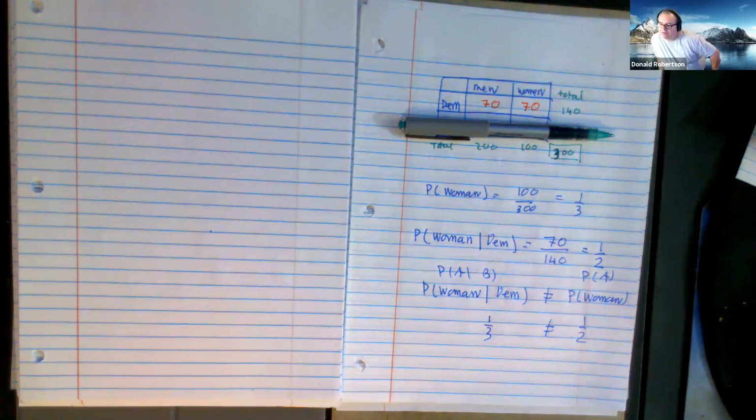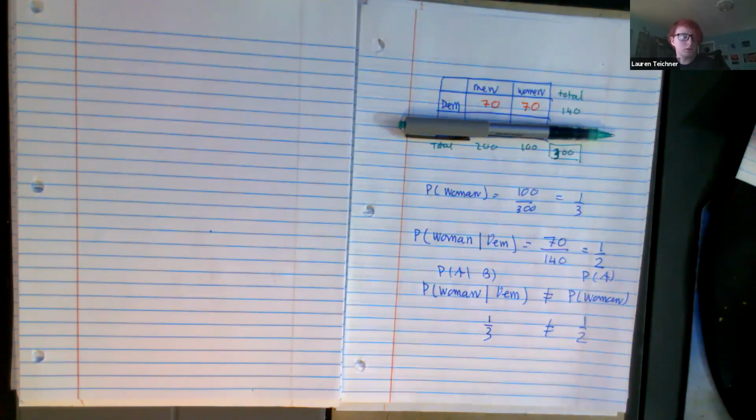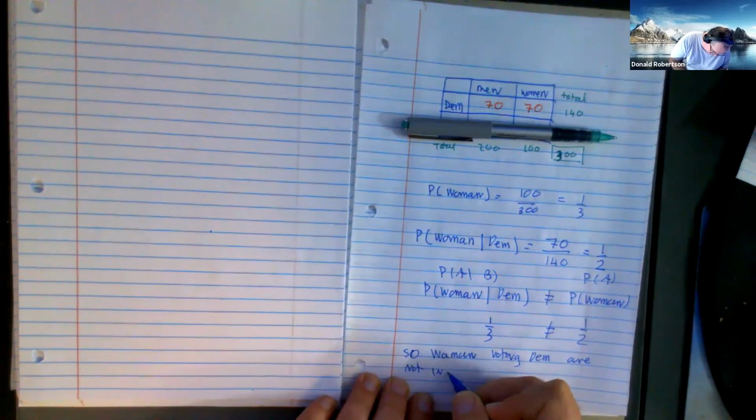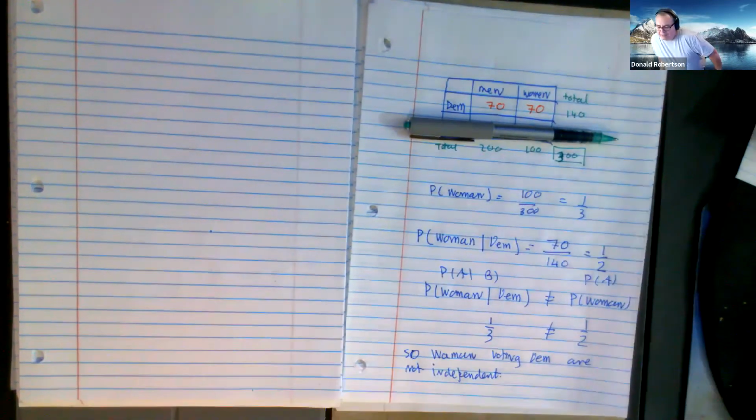This is not equal to that. Does that make them independent or not independent? Not independent. So we can say that women in voting Democratic, right, are not independent. Well, in English, do you know that essentially means that women vote differently depending on the party?